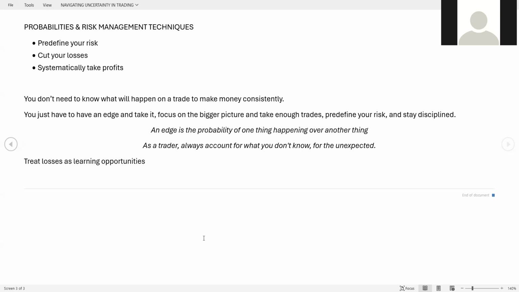What you need is an edge, your trading approach to the market. And it must obviously help you in terms of your strategy or the whole process, the game plan I talked about earlier. You must have that, and that's the only thing that you trade. You must focus on the bigger picture and ensure you take enough trades. Don't just take one and say, oh, it's good or bad. You must consistently be trading.